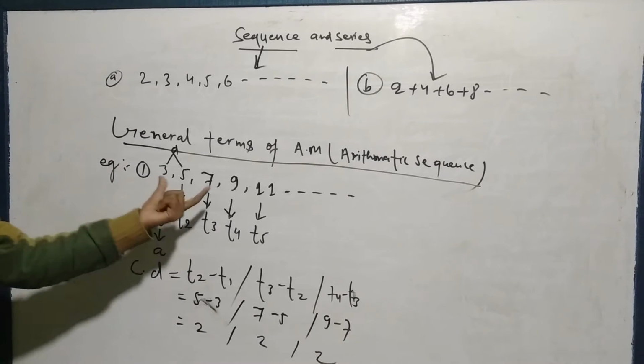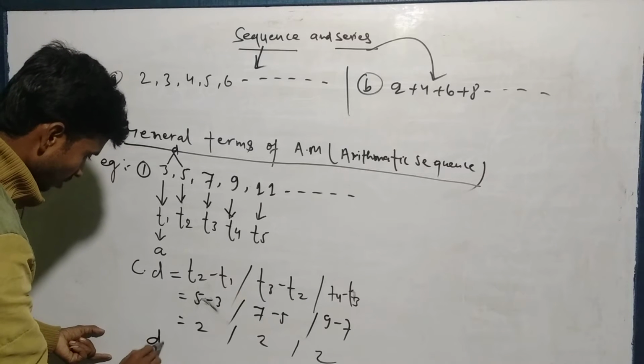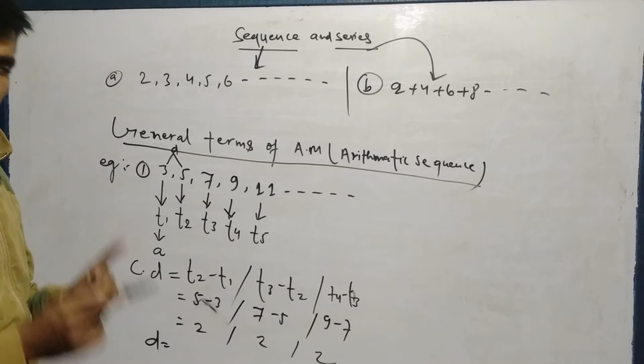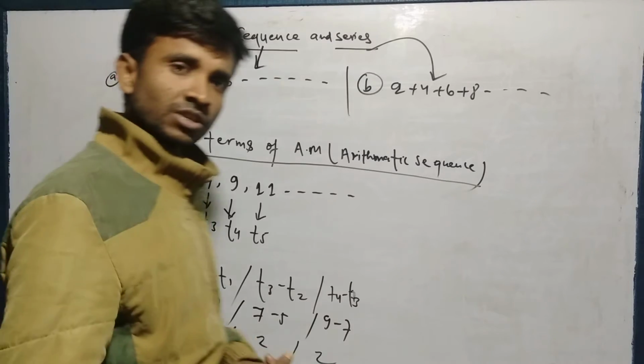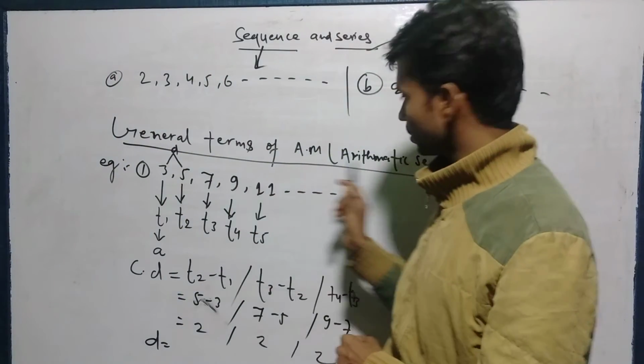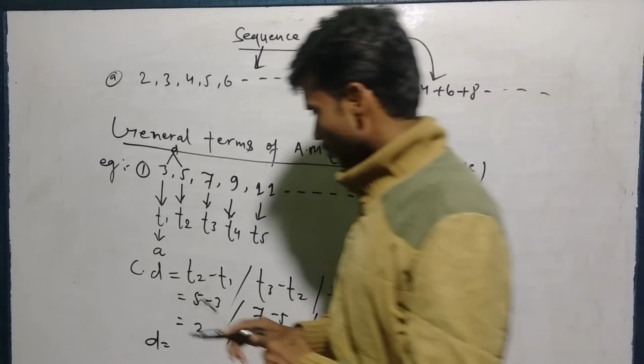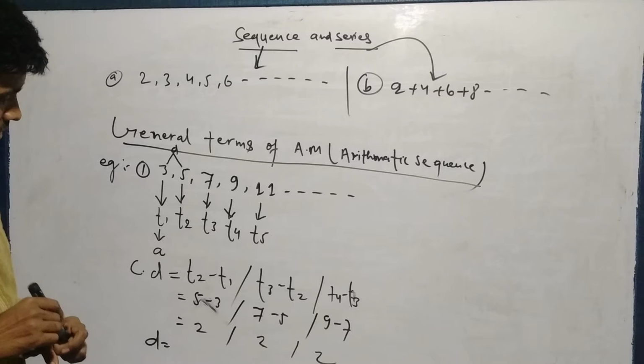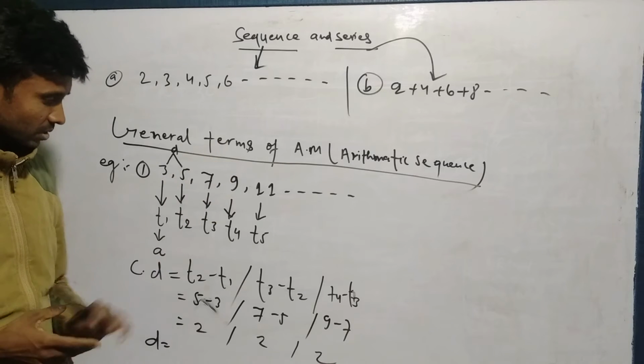So the given sequence has the same common difference, so it is called an arithmetic sequence. Any sequence having the same common difference is known as an arithmetic sequence. Okay. So how can you find the general term of an arithmetic sequence? See here.